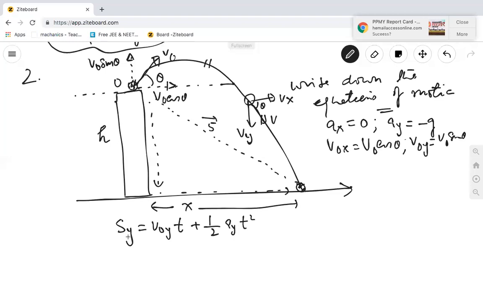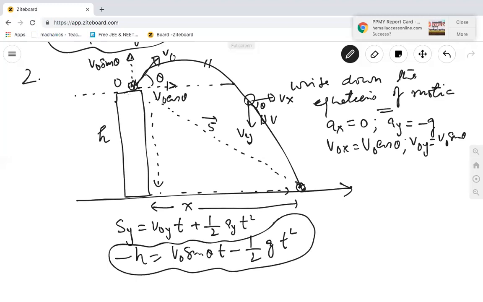So if I write sy is equal to minus h, I should write v0y, which is v0 sin theta, into t plus minus 1 by 2 g t square, because it is minus g, it is negative. This equation will give you the time.